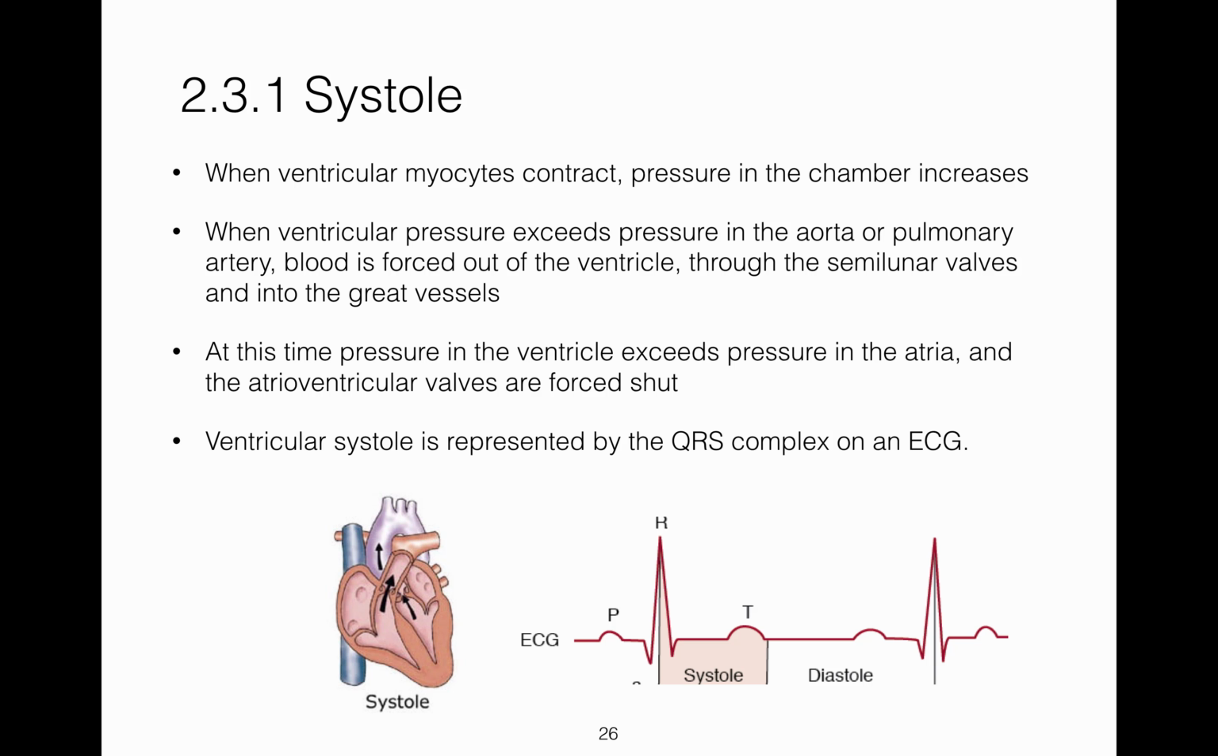When ventricular myocytes contract, pressure in the ventricles increases. When ventricular pressure exceeds pressure in the aorta or pulmonary artery, blood is forced out of the ventricle through the semilunar valves and into the great vessels. At the same time, the pressure in the ventricle exceeds pressure in the atria, and so the atrioventricular valves are forced shut to ensure that blood doesn't travel backwards. Ventricular systole is represented by the QRS complex on the ECG.